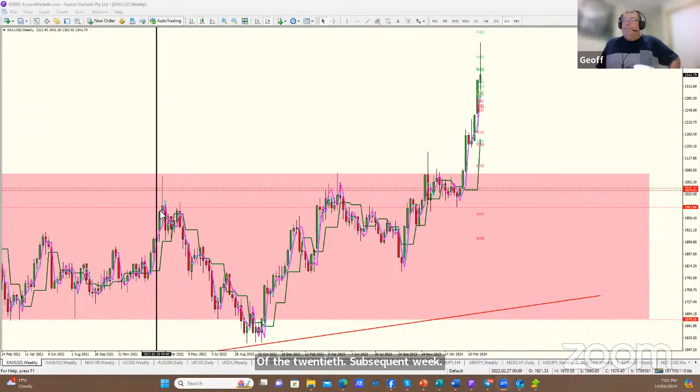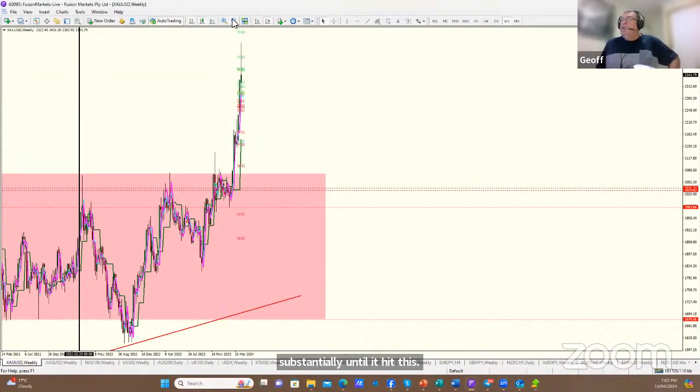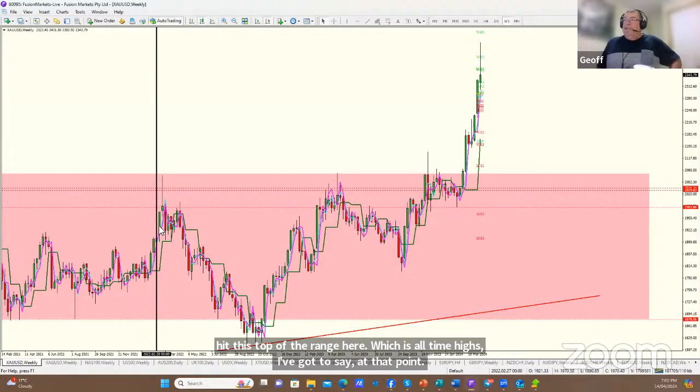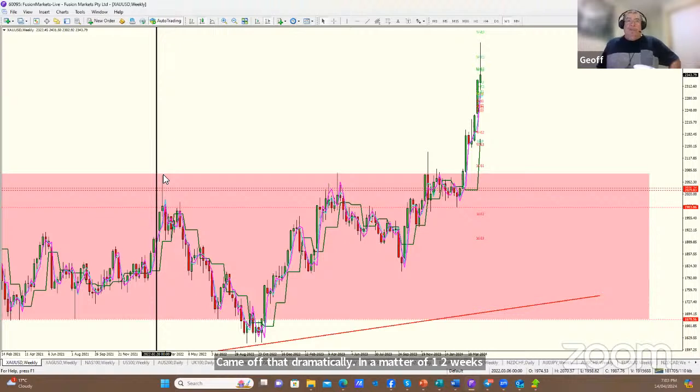The subsequent week, gold rallied and rallied substantially until it hit this top of the range here, which was all-time highs, I've got to say, at that point. It came off that dramatically in a matter of 1-2 weeks' time. So war, gold rallied, went to all-time highs and plummeted back to the former support level. Interesting. So the initial reaction was buy gold. The considered reaction a couple of weeks later, sell gold like there's no tomorrow.